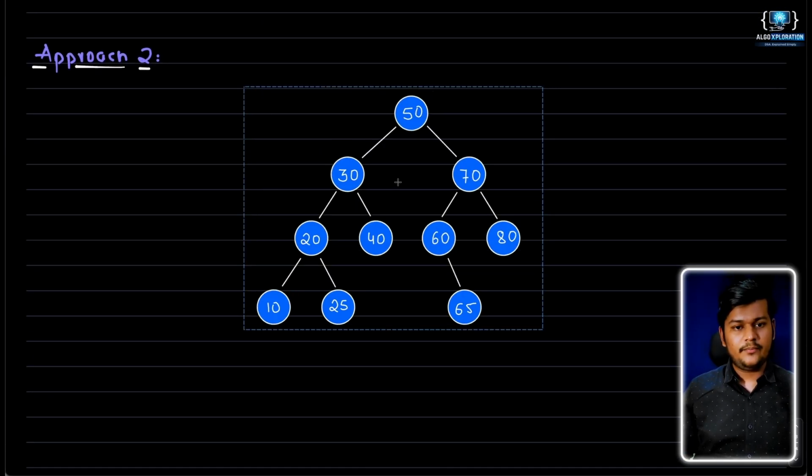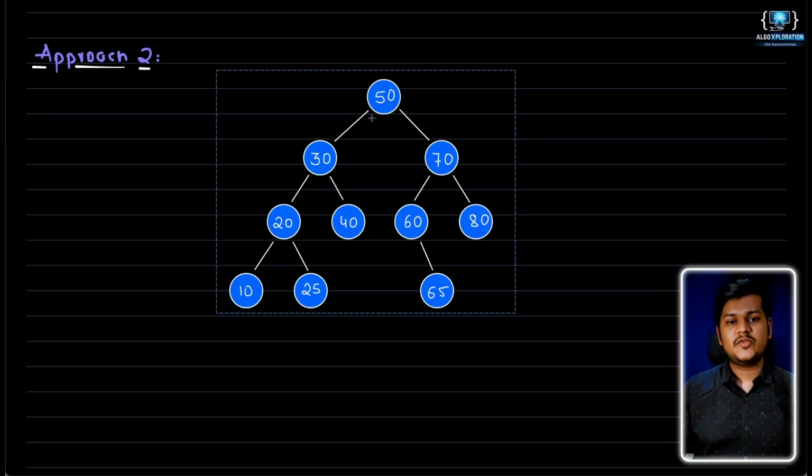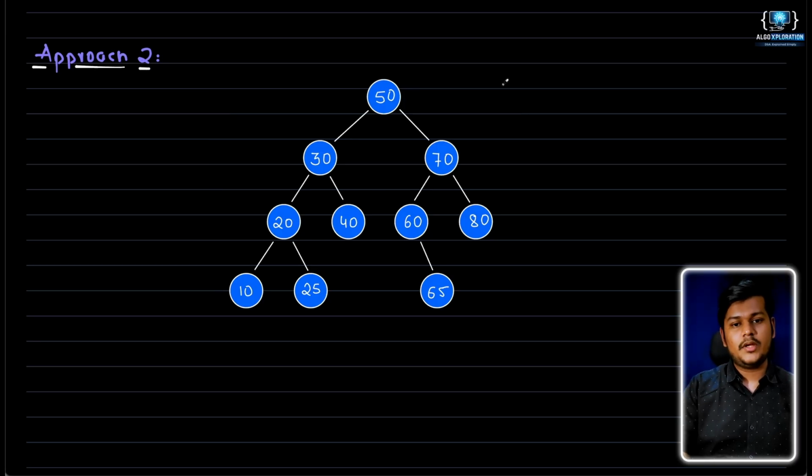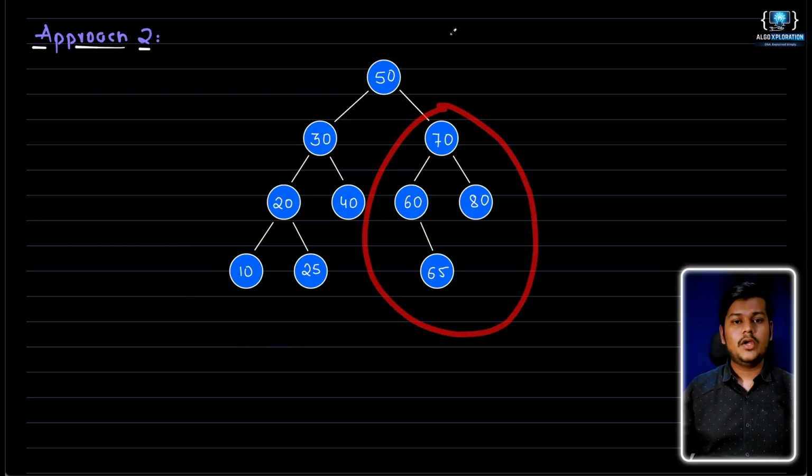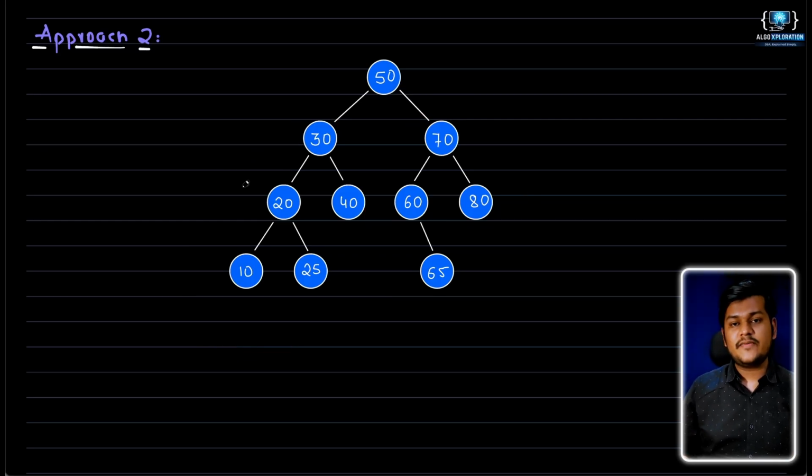Now please focus over here. Now let's come back to the first property of the binary search tree. The values on the left hand side should be lesser than 50 and the values on the right hand side should be greater than 50, right? So it means that these values on the left hand side should be lesser than 50, right?